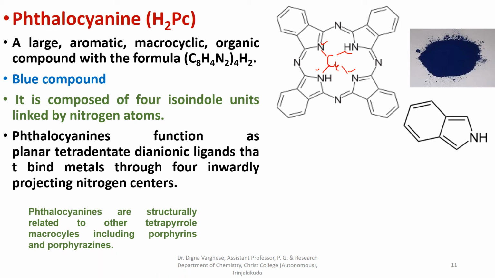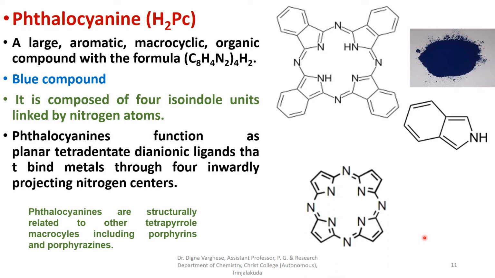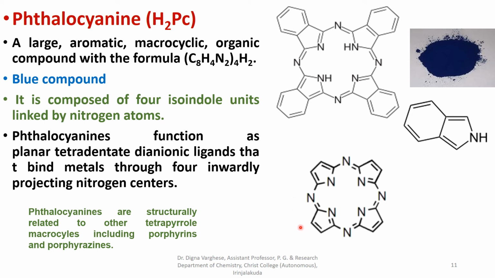Phthalocyanines are structurally related to other tetrapyrrole macrocycles such as porphyrins and porphyrazines. Porphyrin structure we know, and porphyrazine structure is shown here. Halogenated and sulfonated derivatives of copper phthalocyanines are commercially important, which are used as dyes.